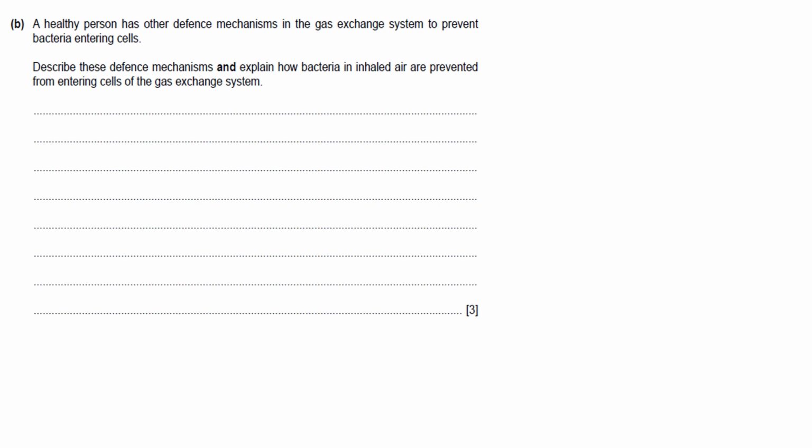That mucus is actually a defense mechanism, and it is secreted by the goblet cells. So the goblet cells secrete mucus. Here you only need to write 3 of these, okay? So goblet cells secrete mucus. That's one defense mechanism that you can refer to. You can also speak of the fact that the mucus traps the foreign organisms.